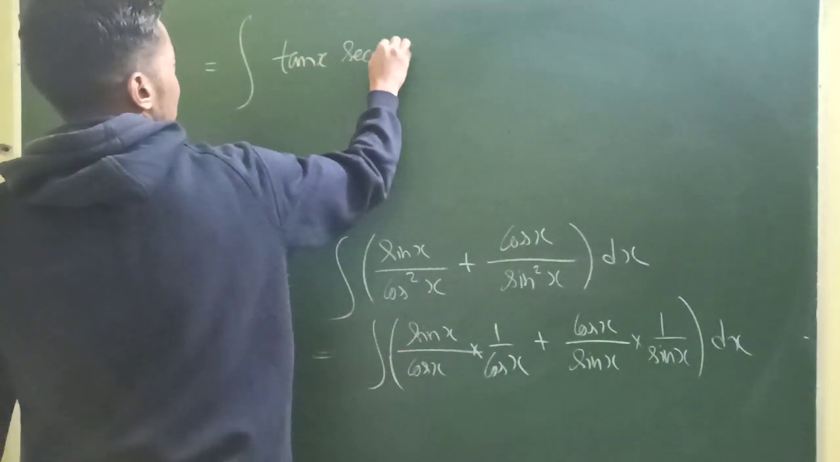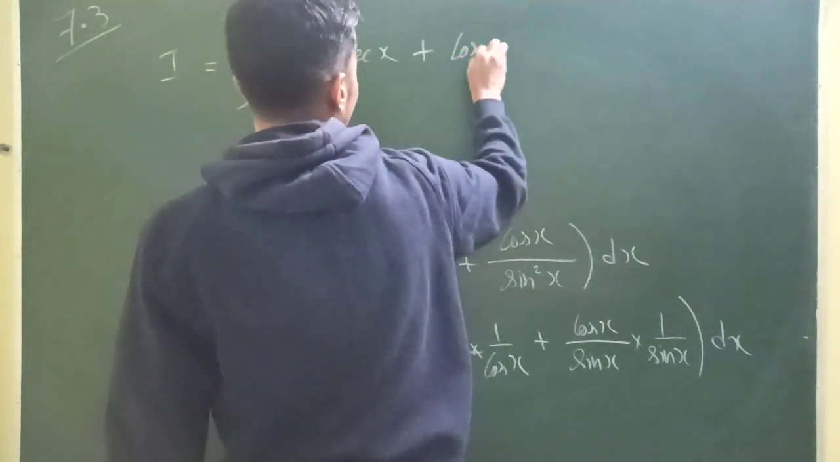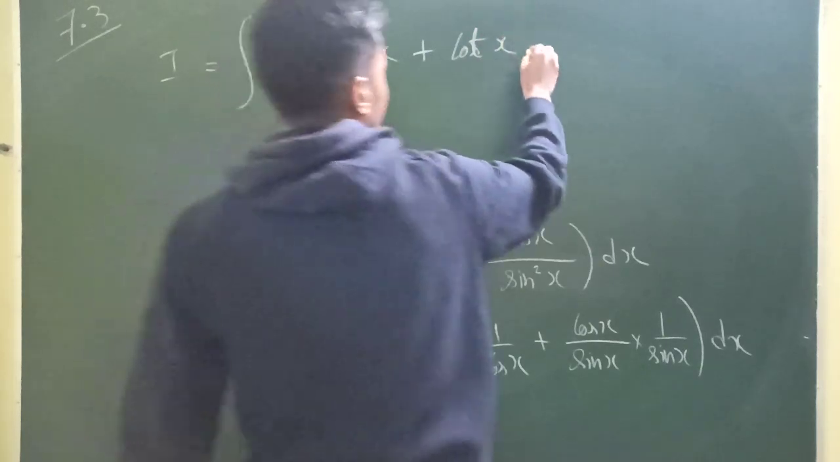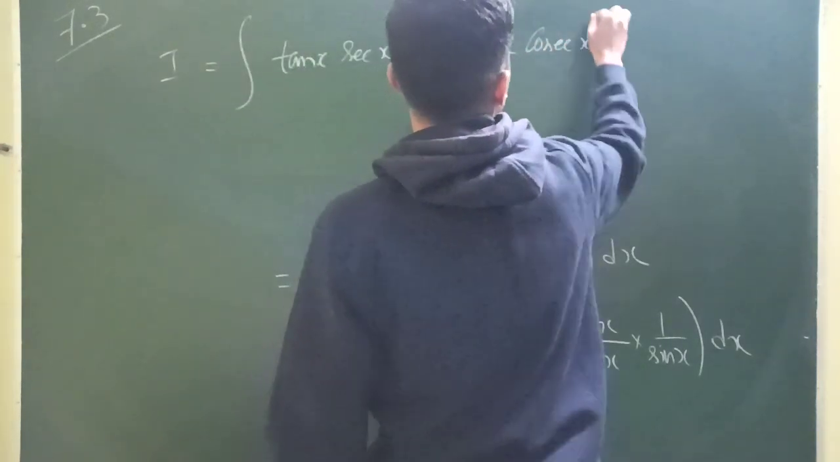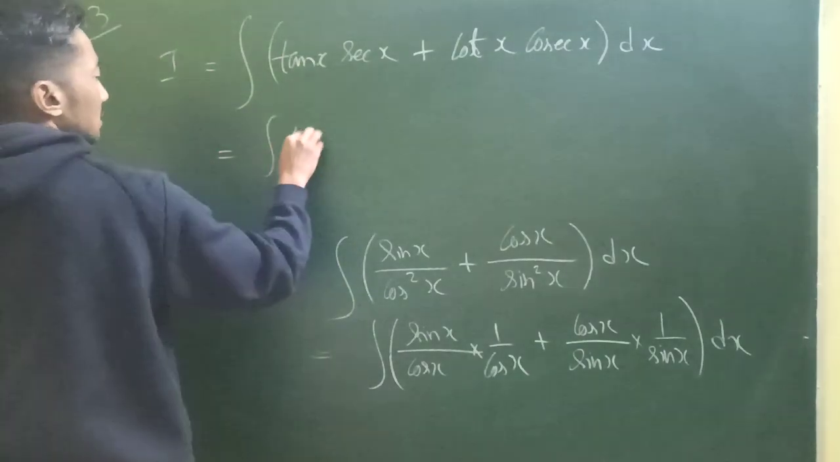Tan x, see, what am I doing here? Nothing, trigonometry only. Cot x, cosec x. So that's why lazy people will never learn.